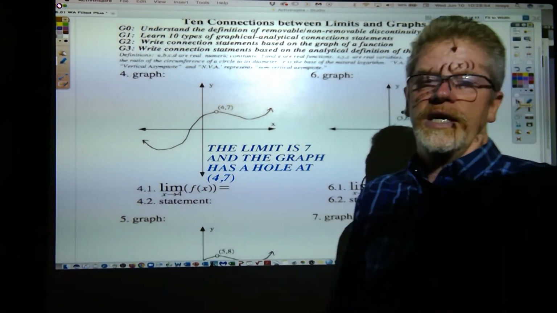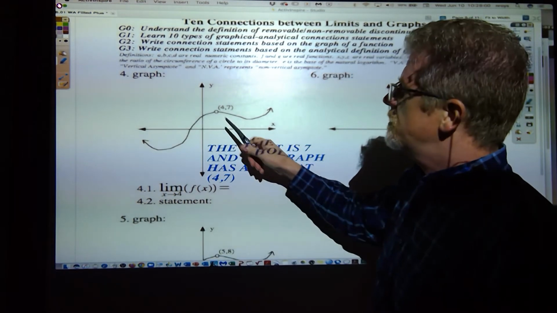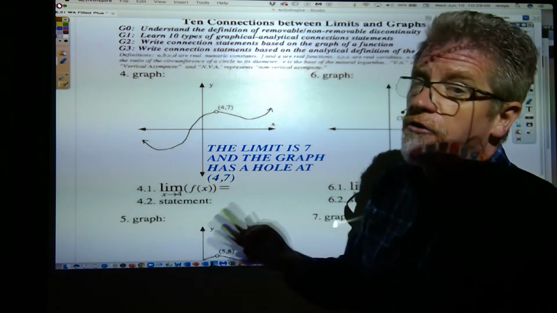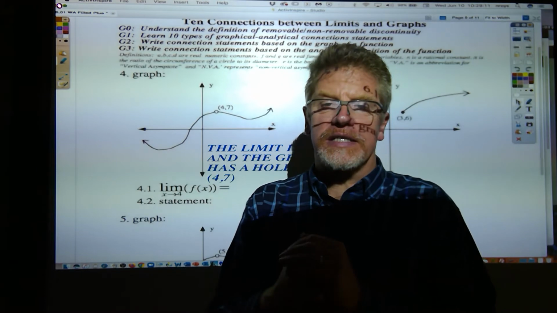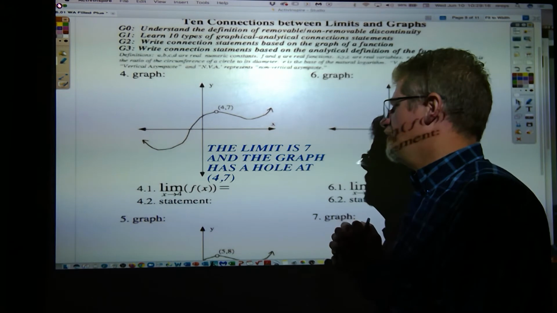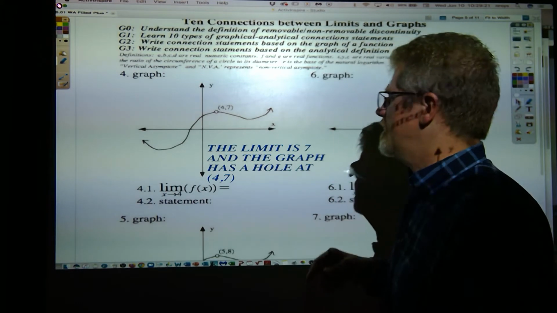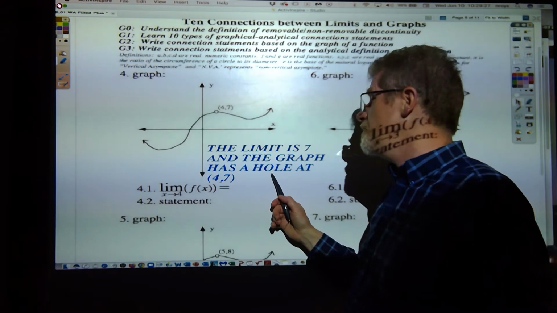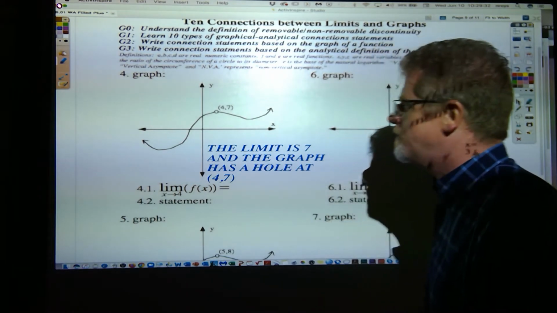Okay, let's see how you did. The answer is the limit is 7, and the graph has a hole at 4, 7. See, the limit as x approaches 4 from the left is 7, the limit as x approaches 4 from the right is 7. F of 4 is undefined. Function values are either defined or undefined. Limits either exist or do not exist. So we say f of 4 is undefined, but the limit is 7, and the graph has a hole at 4, 7. If you want to use fancy language, if you want to talk like the textbooks communicate, you can say, the limit is 7, and the graph has a removable point of discontinuity at 4, 7, because a hole is a removable point of discontinuity. Just helping you with vocabulary there.